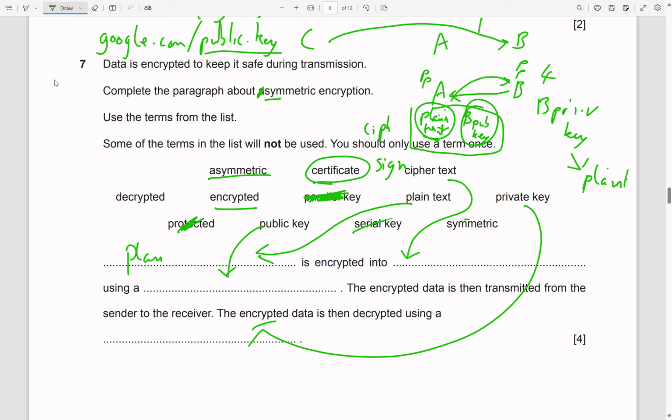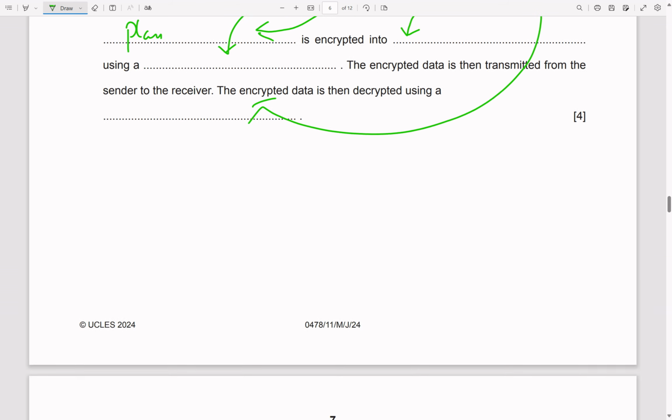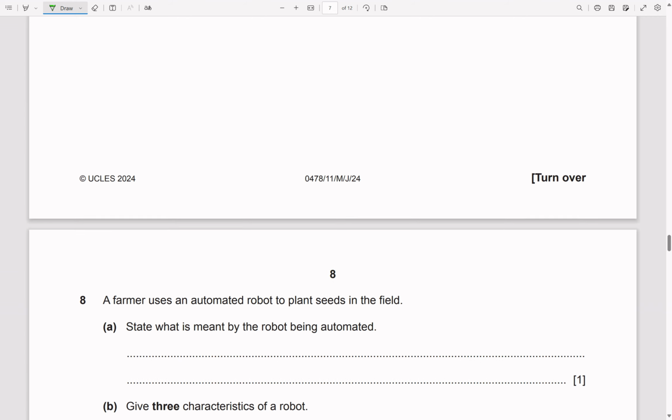Serial key, again, I've never heard of that. And symmetric, as we've said, just using 1 key. 1 key for both encryption and decryption.